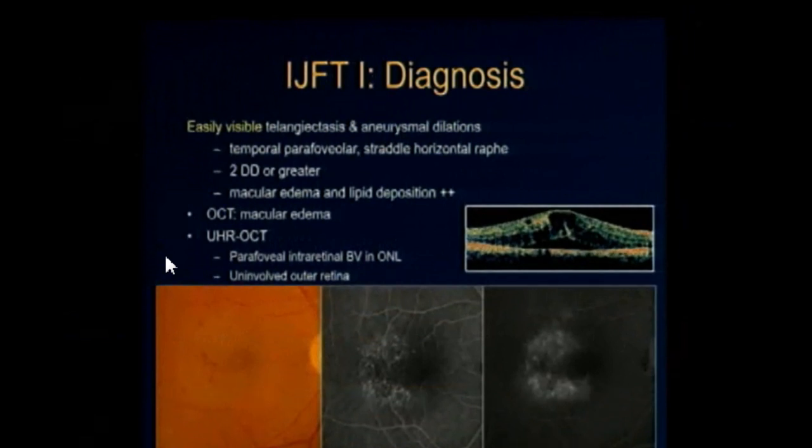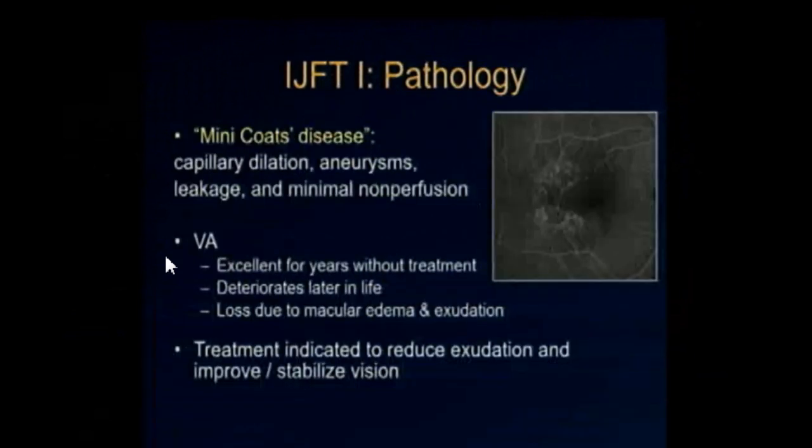And you can see the fluid on the OCT. And if you do a fluorescein, it will actually leak. If you do an ultra-high resolution OCT, which is available in research facilities, you will see the parafoveal intraretinal microvascular abnormalities, okay? The retina elsewhere is usually uninvolved. So this has been called Leber miliary aneurysms or a mini Coats disease. Males, unilateral, aneurysms. So a mini Coats disease.